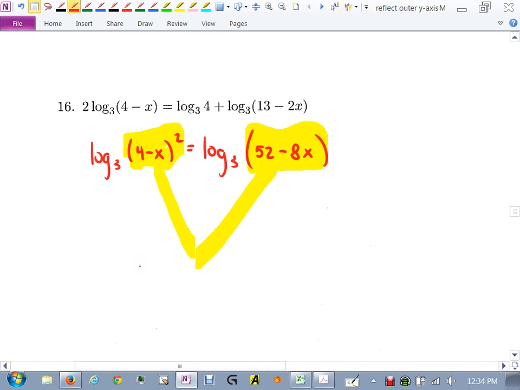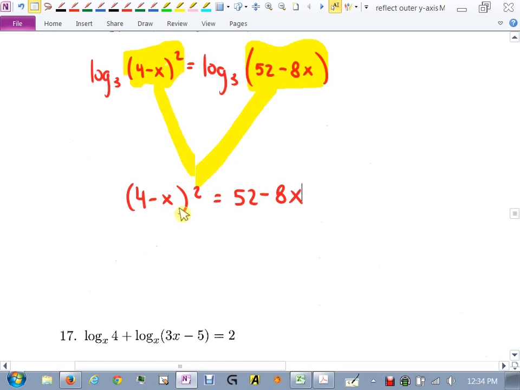What type of equation would this be? Not quite linear, because that thing is squared, isn't it? So you'd have to FOIL this out. 4 minus x times 4 minus x. Distribute it all out. It would be a quadratic. You move everything to one side, you solve for x. Then check your answers because it's a log equation.